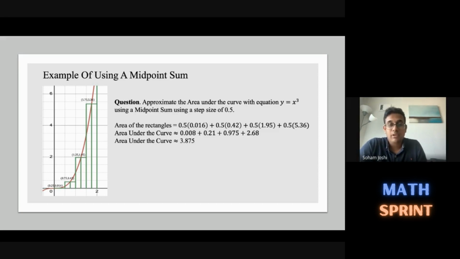Notice how this approximation is a lot closer to our exact area of 4. The approximations when we used right Riemann sum and left Riemann sum were a lot different compared to the actual area. But on the other hand, this midpoint sum that we use seems to be a better approximation for the area under a curve.